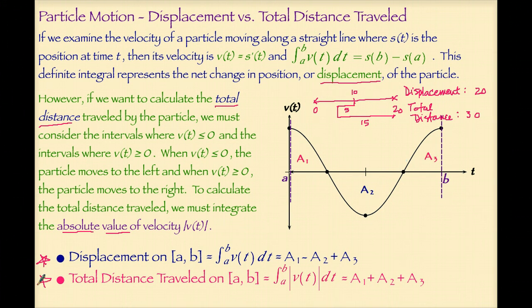But to get total distance traveled on the same interval, we'll integrate from A to B the absolute value of the velocity function. What this will do is, of course, A1 will be positive, but it will make A2 positive as well. And then when added to A3, it will give us total distance traveled.